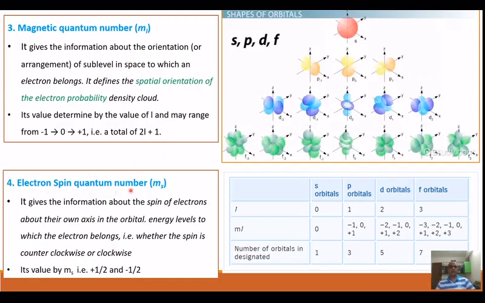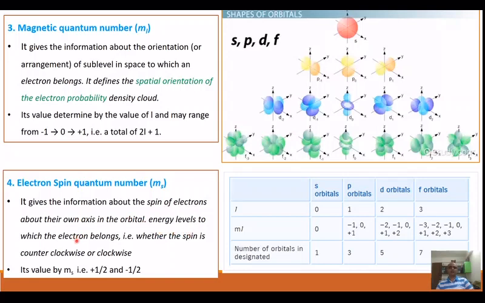The fourth one is the electron spin quantum number. It gives information about the spin of electrons. Electrons are moving around the nucleus, but simultaneously they are also moving around their own axis, like the earth moves around the sun but also spins on itself. A similar concept I can consider for the electron spin quantum number ms. It gives the spin of electrons about their own axis in the orbital.